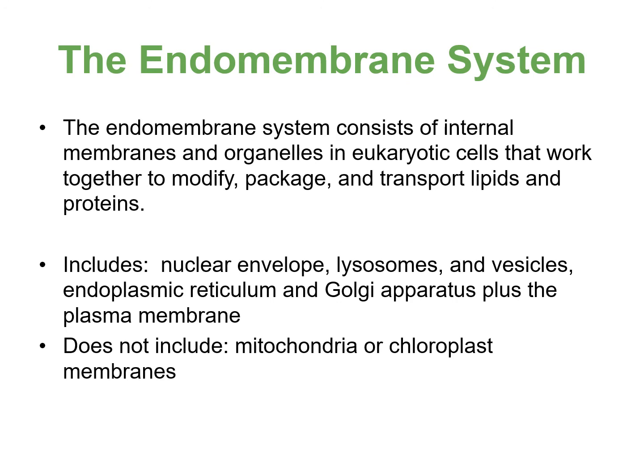The endomembrane system is a group of membranes and organelles in eukaryotic cells that work together to modify, package, and transport lipids and proteins. It includes the nuclear envelope, the lysosomes and vesicles, and the endoplasmic reticulum and Golgi apparatus. Although not technically within the cell, the plasma membrane is included in the endomembrane system because it interacts with the other endomembranous organelles. The endomembrane system does not include either mitochondria or chloroplast membranes.